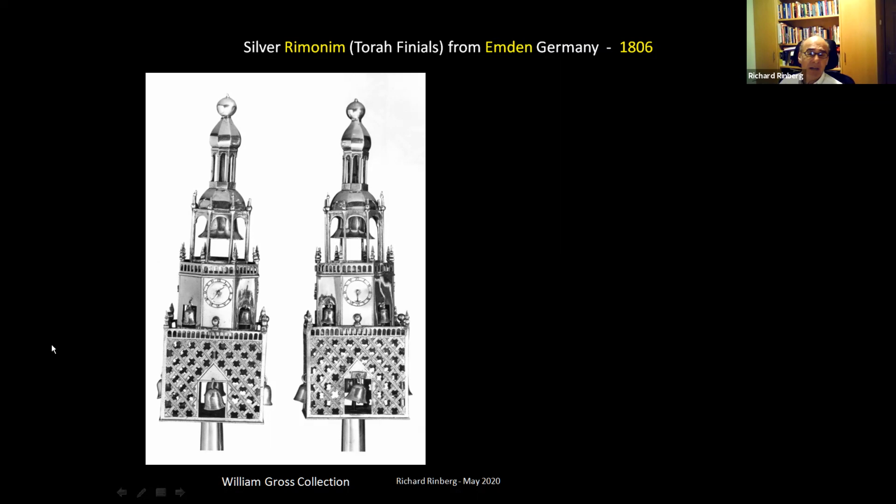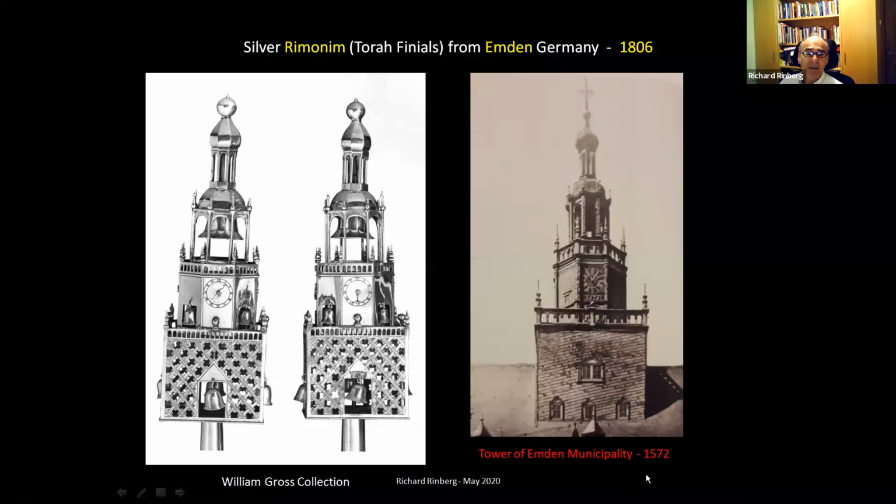And like many objects, if you dig around, you can find that there's a tower in Emden that was built in 1572. And you can see that the silversmith took a very beautiful building. And from that, you get the design from these Rimonim. And I've shown this before with Chanukiyot. There are people who literally spend their time looking at architectural detail and Judaica and finding where the designs come from. And you sometimes get these remarkable pieces of information coming together.